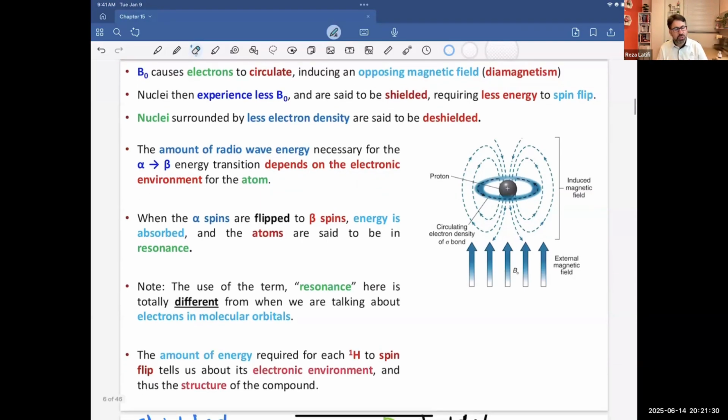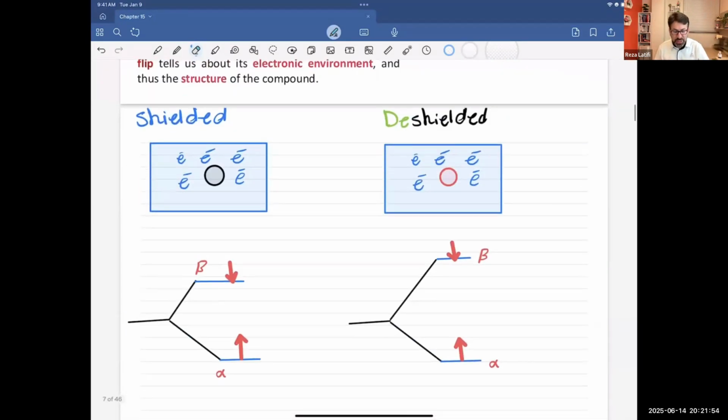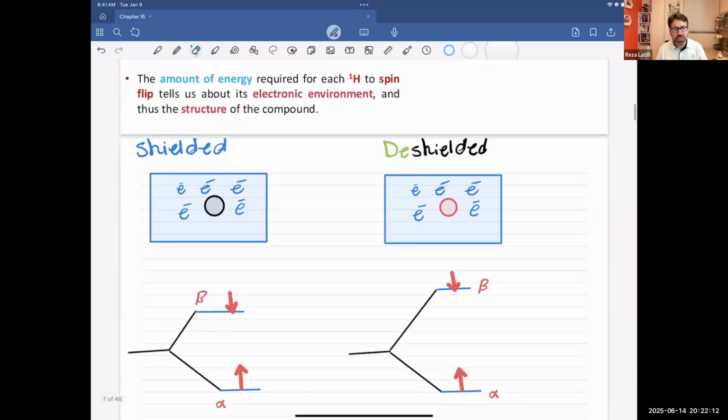Remember, in order to flip, and in order to get a peak or signal from NMR, we need to flip the spin, and that gap is subject to the magnetic field that the nucleus will feel. Imagine the black one is the nucleus, the left one is the nucleus, and the right one is red or green in color, any color that you see. I wrote shielded on top of it.